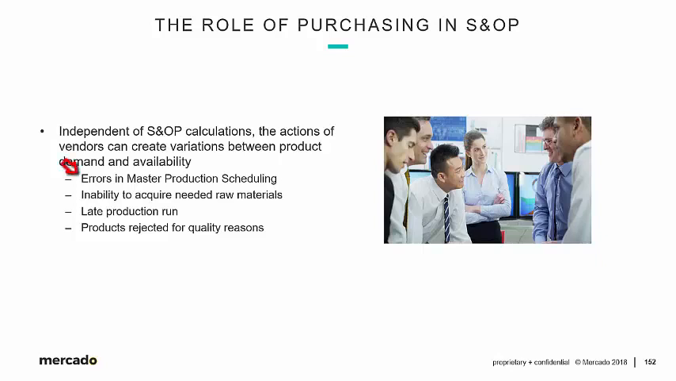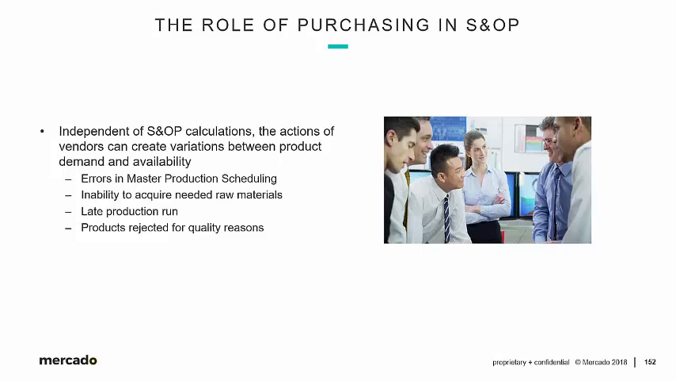Well, first, a vendor could make an error in master production scheduling. They took on too many purchase orders from too many customers. They don't have the capacity, and now things are out of whack, which in turn impacts us as the importer. Another reality independent of sales and operations planning is a vendor's inability to acquire needed raw materials. This could be especially so in a build-to-order environment where the vendor, the supplier, doesn't go out for raw materials until they actually receive an order, and then they discover that there's a shortage of raw materials.